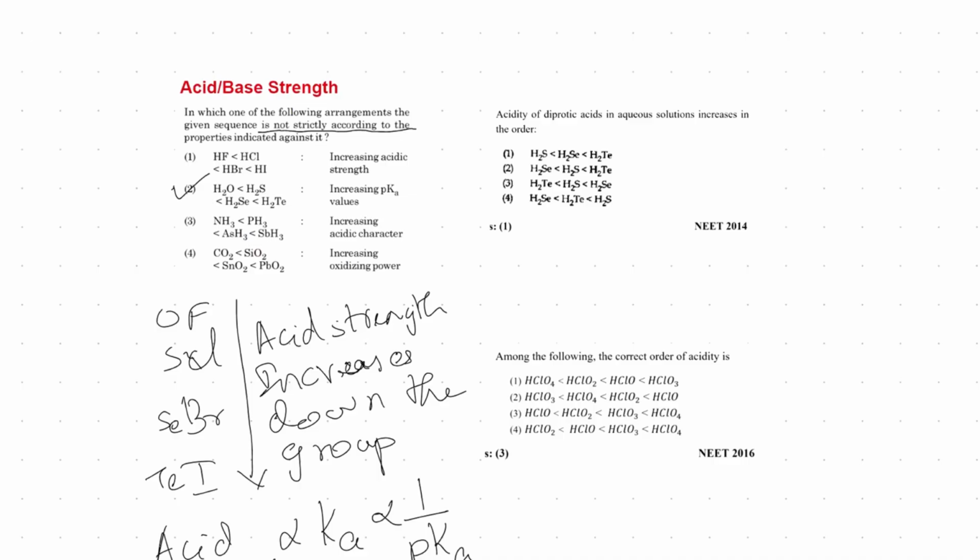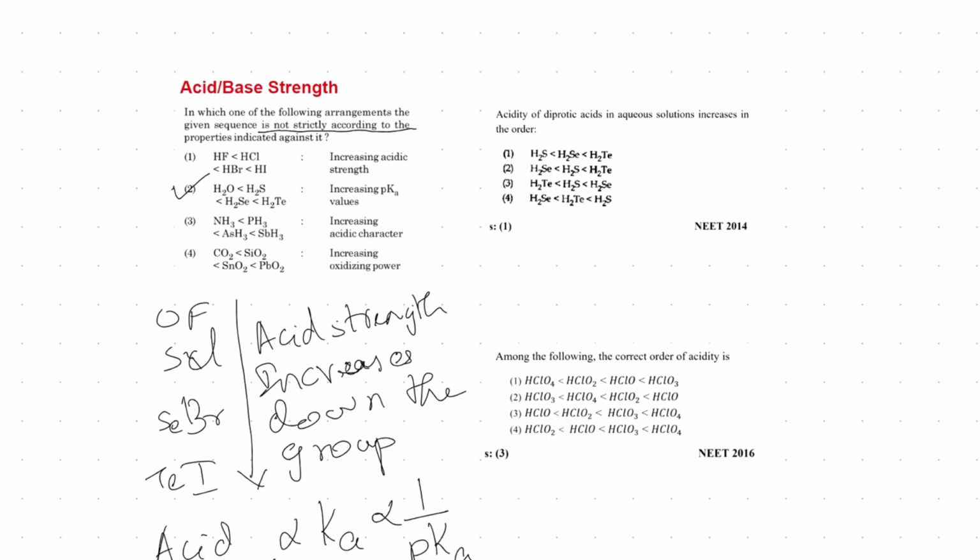Look at the next question. Acidity of diprotic acids in aqueous solutions increases in the order. Just now we saw oxygen, sulfur, selenium, tellurium. Here also H2S, H2Se, H2Te. If you move down the group, acid strength increases. So option 1 is the correct answer for this question.